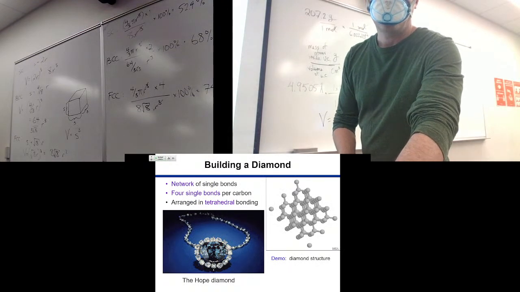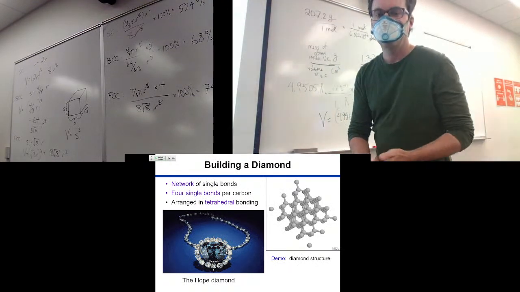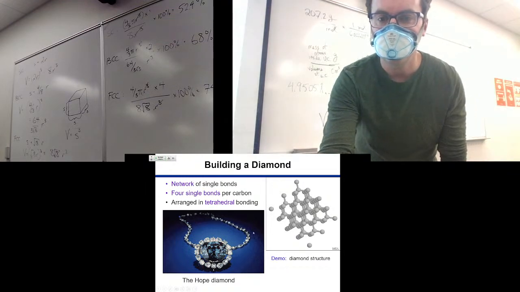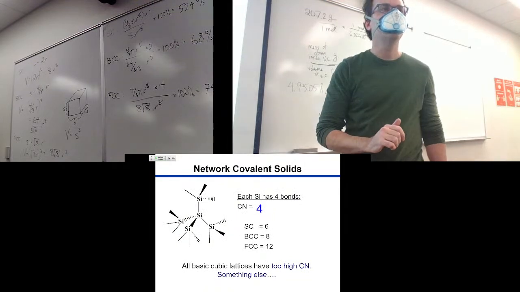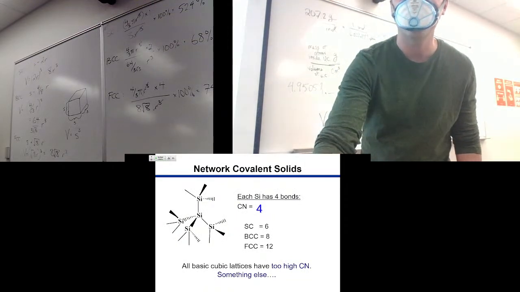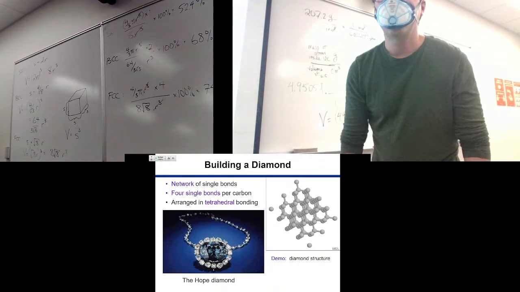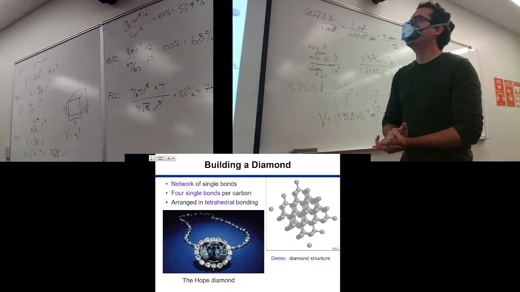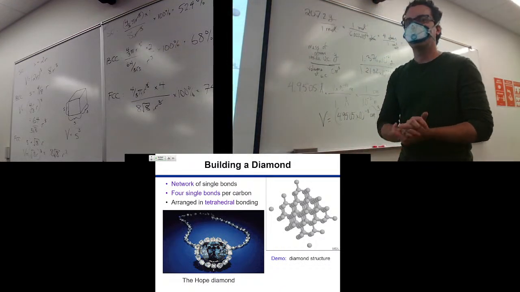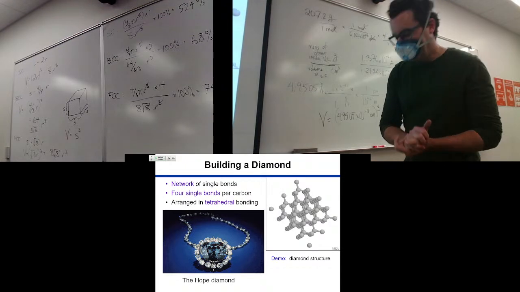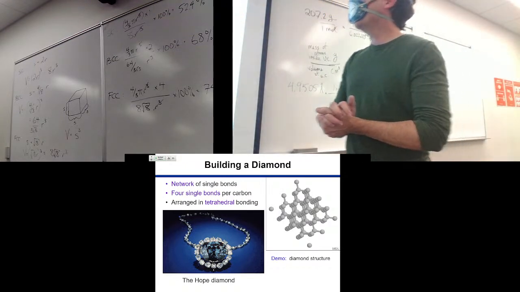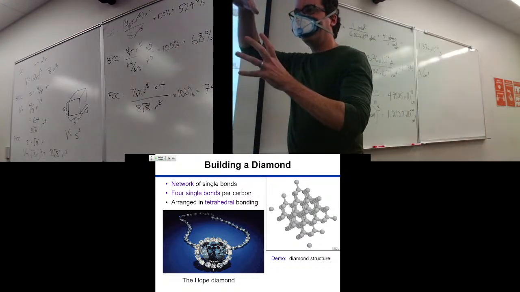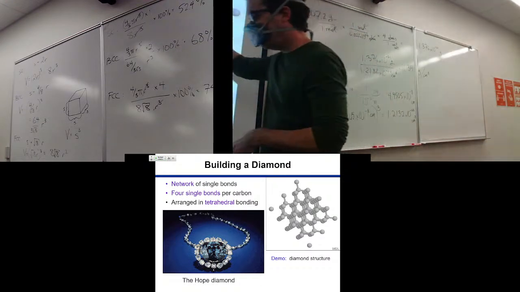So here's diamond. What did the CN stand for on the previous slide? Coordination number. Oh, thank you. Sorry, yeah, number of nearest neighbors. So we already know that diamond is 4 single bonds, or the carbon has 4 single bonds, and in diamond those bonds are in a tetrahedral arrangement. It's really difficult to see.